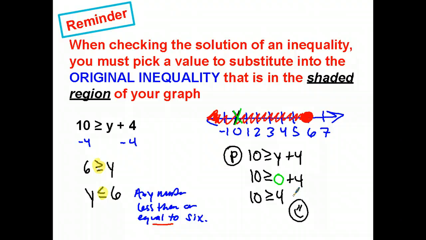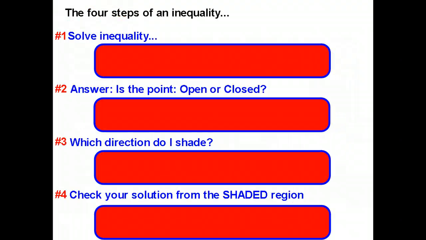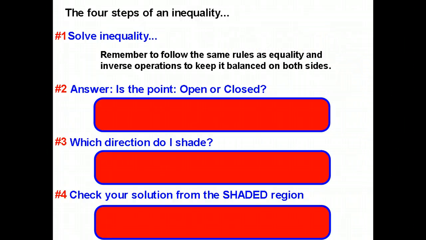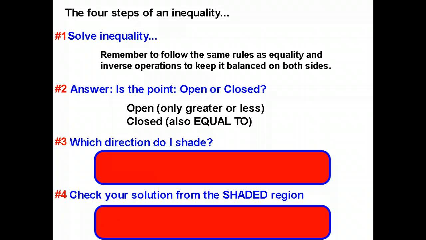All right, so here are the 4 steps that you go through to solve an inequality. Make sure these make it into your notes. And here they go. The first one is that when you solve an inequality, remember that you follow the rules of equality, keeping the sides balanced, and also doing inverse operations. Remember, that's the idea. If you add to one side, add to the other. The second one is always asking yourself the question, is it open or is it closed? And remember that it's open if it's only greater or less, and it's closed if it's equal to.